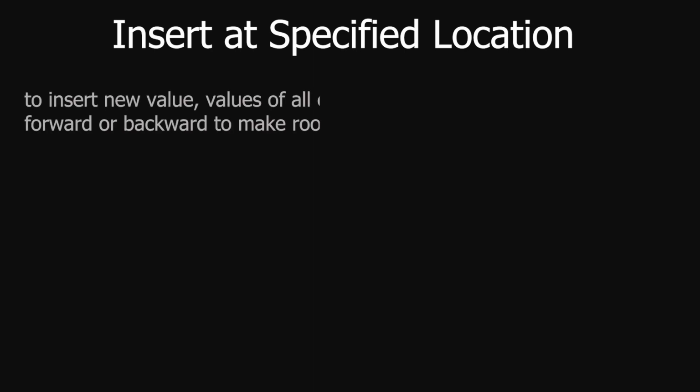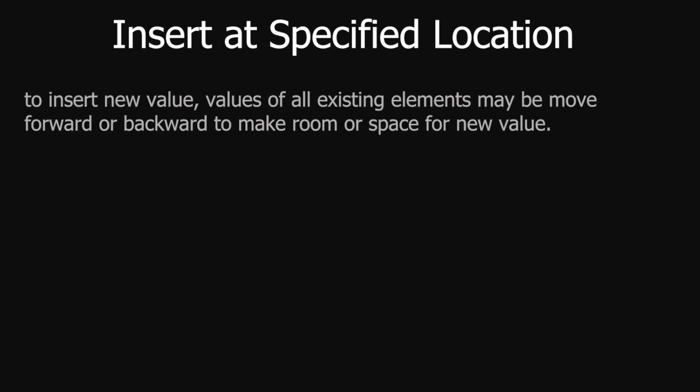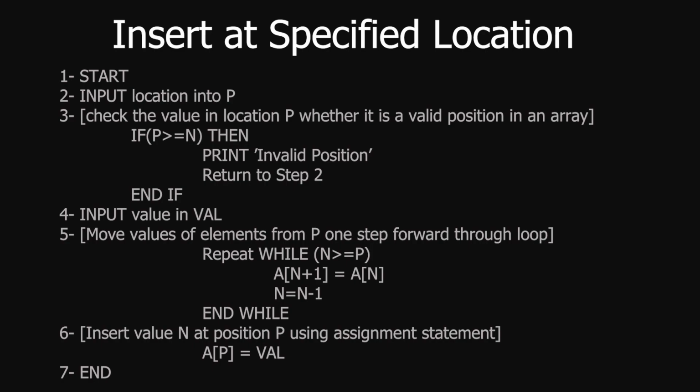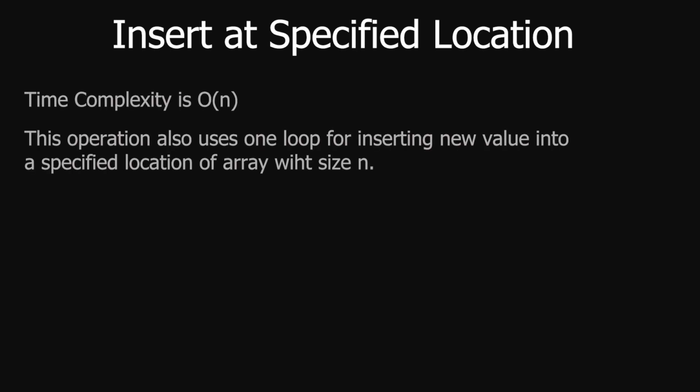To insert a new value, the values of all existing elements may be moved forward or backward to make room or space for the new value. This algorithm explains the insertion at a specified location. The time complexity of the insertion operation is O(n), because this operation also uses one loop for inserting a new value into a specified location of the array with size n.